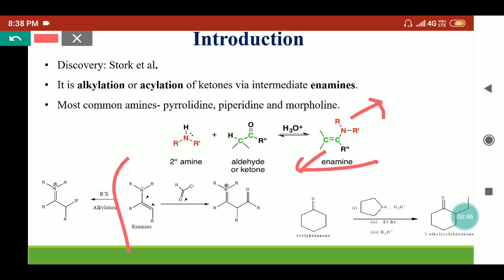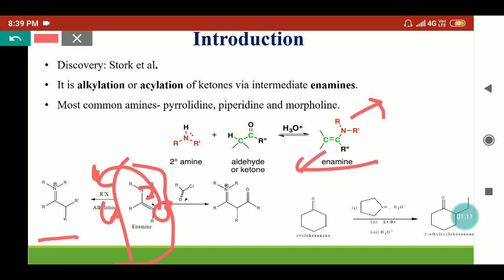These enamines are good intermediates and they can alkylate or acylate because the nitrogen has a lone pair which can shift toward the carbon, and the double bond's carbon will shift towards this carbon. So here the carbon has a nucleophilic character, so it can attack the carbon of the alkyl halide, and X can leave as a leaving group.